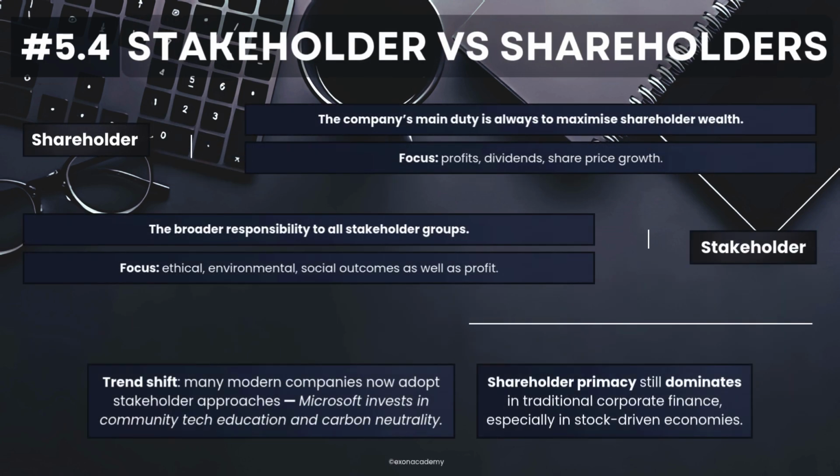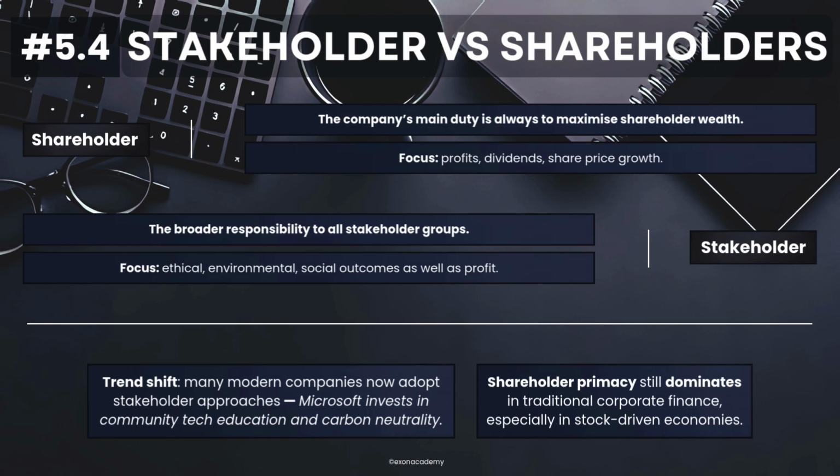Finally, let's look at one of the biggest debates in business ethics. Should companies serve only their shareholders, or should they also consider all stakeholders? In the shareholder model, a company's main goal is to maximize returns for its owners. That means focusing on profits, rising share prices, and big dividends. This model is still very common, especially in large public companies.